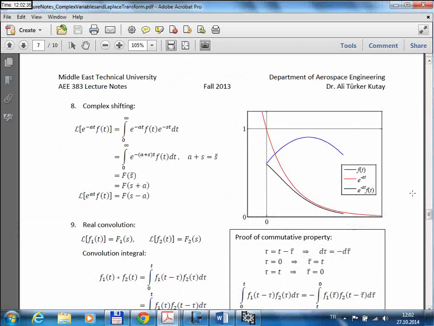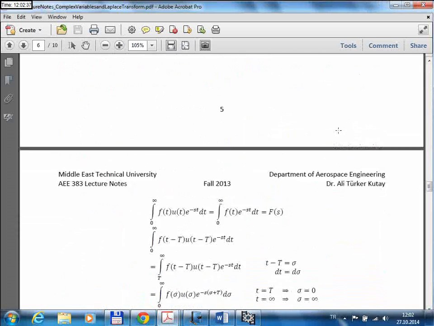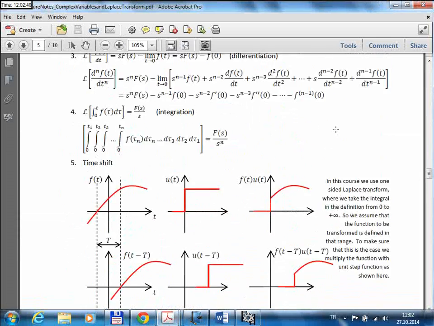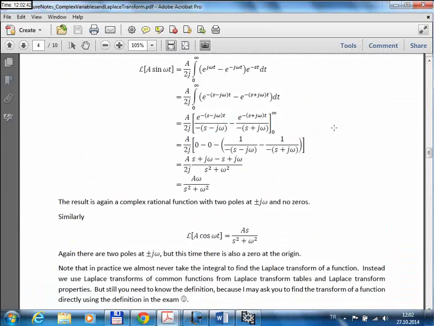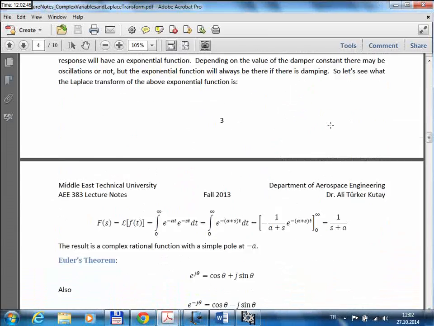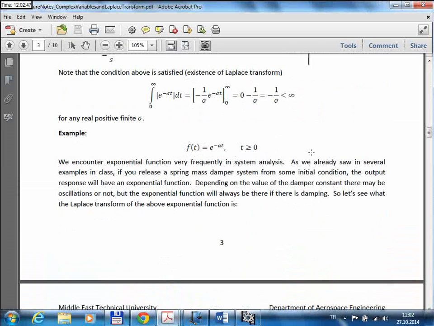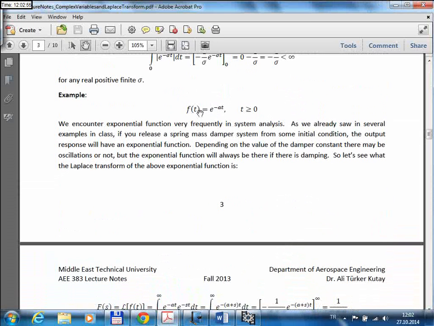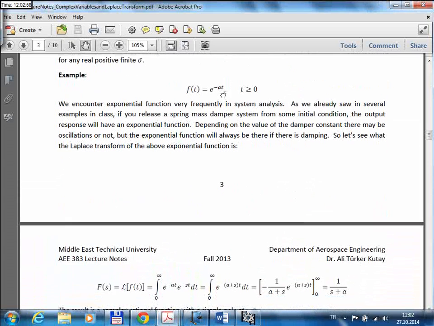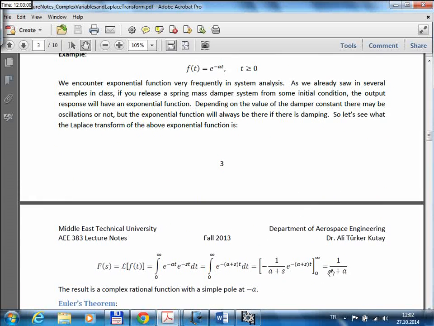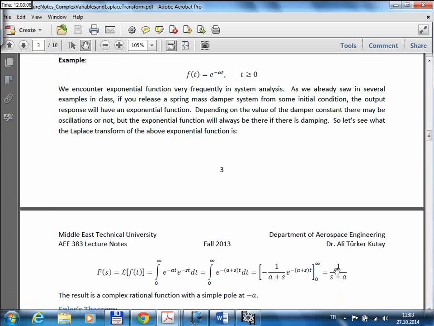So this was in the file I prepared. Let me go up here a little bit. I think that was the second example I did last week. Okay, so we calculated the transformation of e to power minus at using the Laplace integral and found the result as 1 over s plus a. And we can obtain this result by using the complex shifting property, and let's do that now.